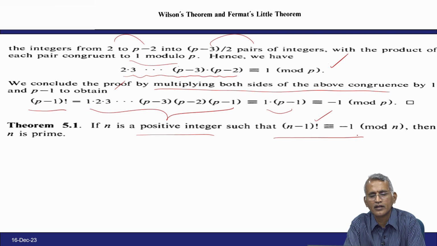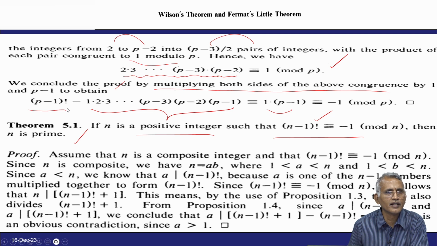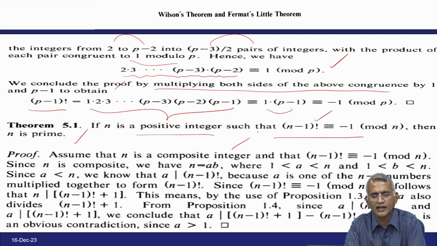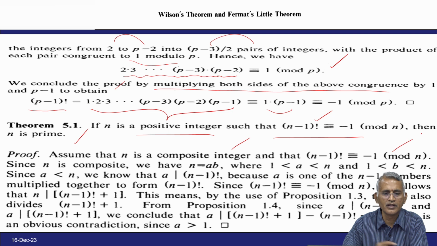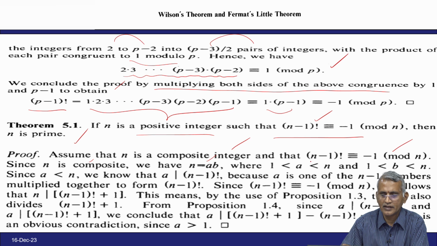Now, followed by that, the theorem is: if n is a positive integer such that n minus 1 factorial is congruent to minus 1 modulo n, then n is a prime. The proof is: assume that n is a composite integer, and n minus 1 factorial is congruent to minus 1 modulo n using Wilson's theorem. Since n is composite, n can be written as a product of two numbers, a and b, with 1 less than a less than n and 1 less than b less than n.